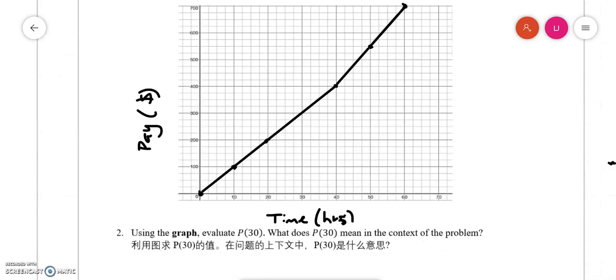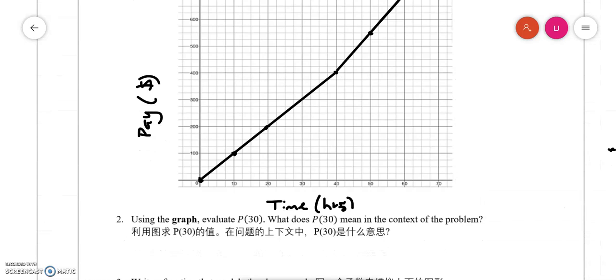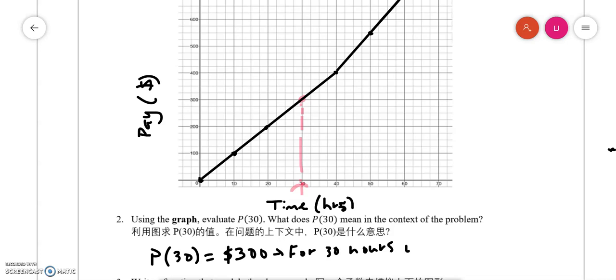Using this graph, evaluate P of 30. So to use the graph to evaluate it, we have to look at 30 hours right here. And we need to see where our function hits when x is 30. And that hits right over there. So we know that P of 30 is equal to $300. And what does this mean? That means if we work 30 hours, we earn $300.